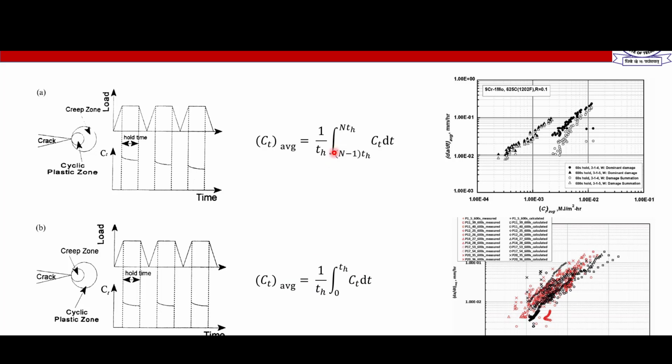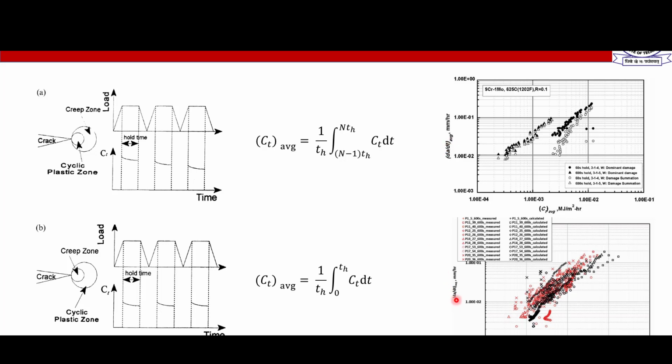Okay. If you have creep zone embedded in plastic zone, then you just remove n from here, and then you will get 0 to th. And because in each cycle you have the same thing happening, so you don't really need to integrate in each cycle. You just integrate in one cycle and divide it by th, and you will get the CT average value. And then people plot dA by dt average, which I will tell you how that is calculated.